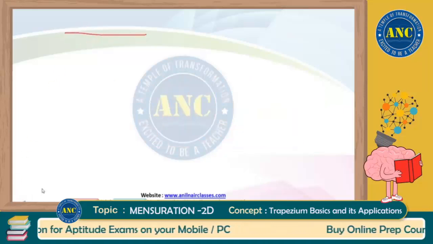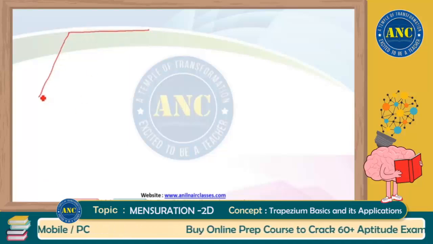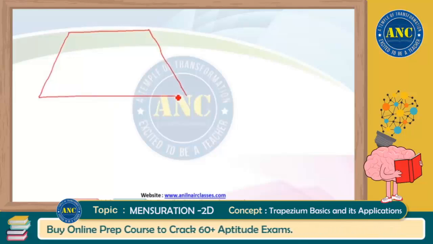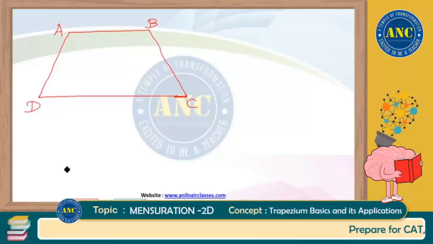As you are already aware, I explained the definition of trapezium at the starting of mensuration two-dimensional. A trapezium is nothing but a quadrilateral. Why is it a quadrilateral? Because it is a four-sided figure. But can it be any quadrilateral? No, it has some special properties.